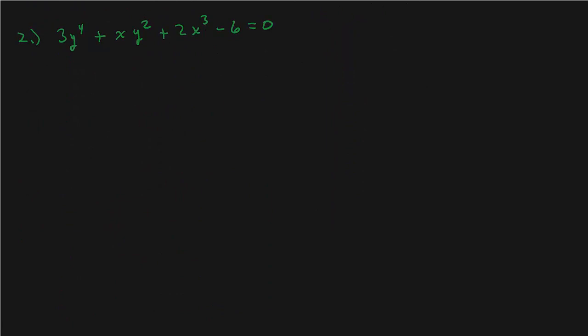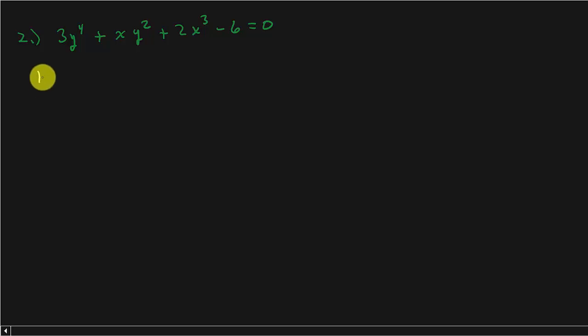So we got 3y to the 4th plus xy squared plus 2x cubed minus 6 equals 0. So let's take the derivative, just like we always do. What's the derivative of 3y to the 4th? That's 12y cubed. We took the derivative of a y term, so it's times y prime. All right? And then we've got plus.